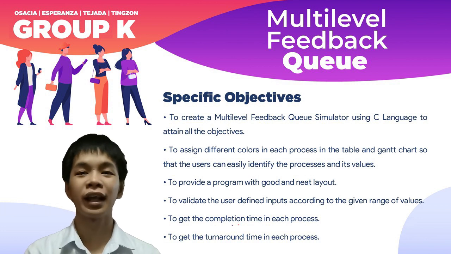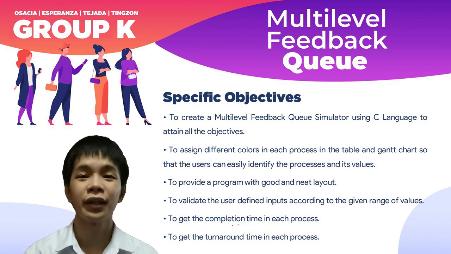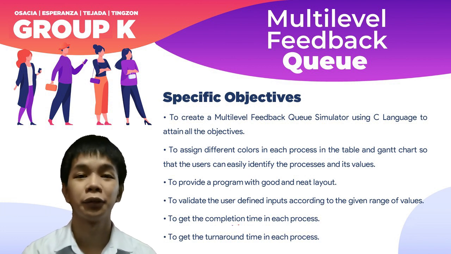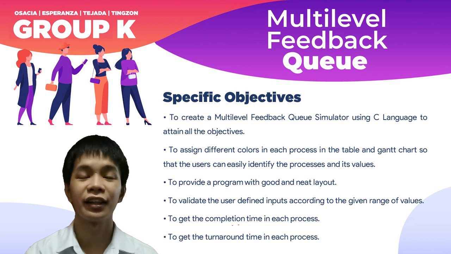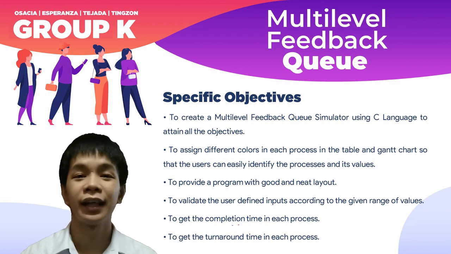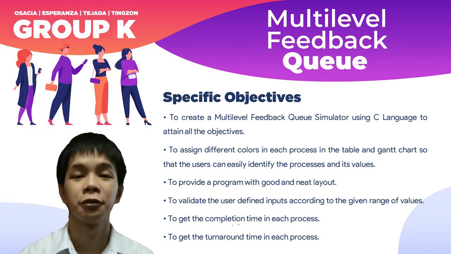To create a multi-level feedback queue simulator using C language to attain all the objectives. To assign different colors to each process in the table and Gantt chart so that users can easily identify the process and its values. To provide a program with a good and neat layout. To validate user inputs according to the given range of values. To get the completion time of each process. To get the turnaround time of each process.